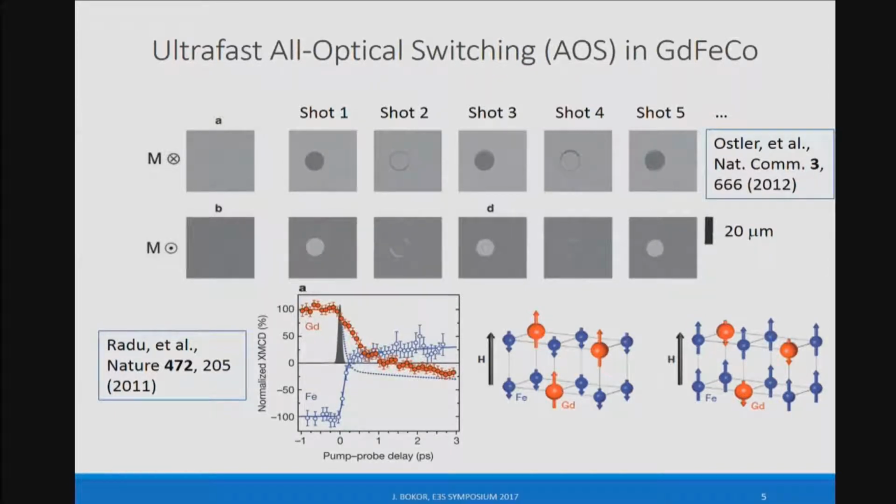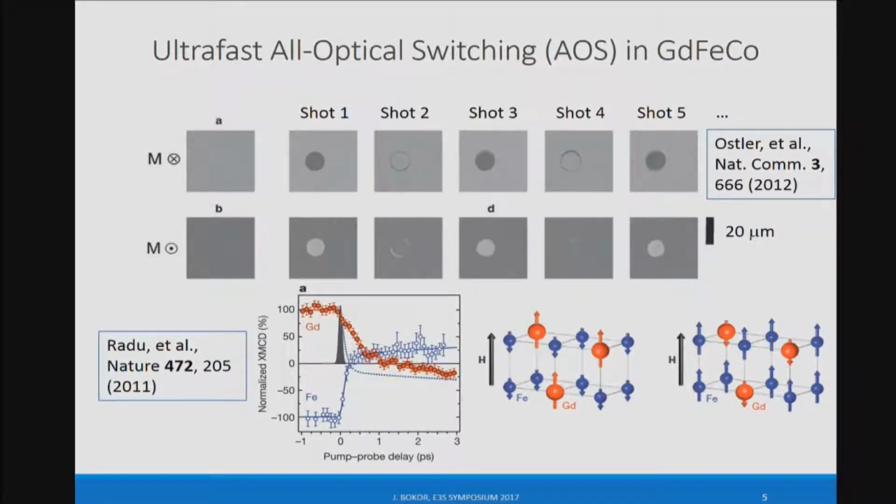Now, in 2011, an even more remarkable result was published from a group in Nijmegen. And what they showed is that when you shoot a similar femtosecond laser pulse at this material, an alloy of gadolinium iron cobalt, not only does the material demagnetize, but it actually switches. And this is some magnetic imaging microscopy showing a fully saturated magnetic film of this material, a few 10, 20 nanometers in thickness.